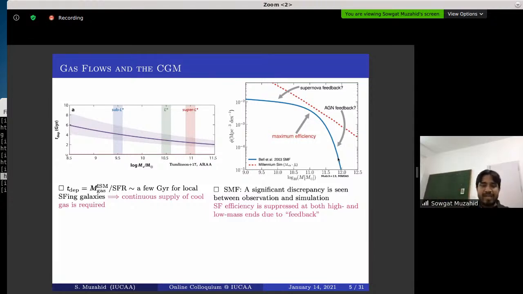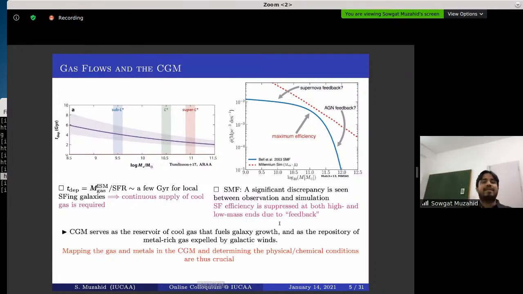The circumgalactic medium in this context serves as the reservoir of cool gas that fuels galaxy growth, and also the repository of metal-rich gas that has been expelled by galactic winds. Therefore, mapping the gas and metals in the circumgalactic medium and determining their physical and chemical conditions are crucial in order to understand the galaxy evolution story fully.